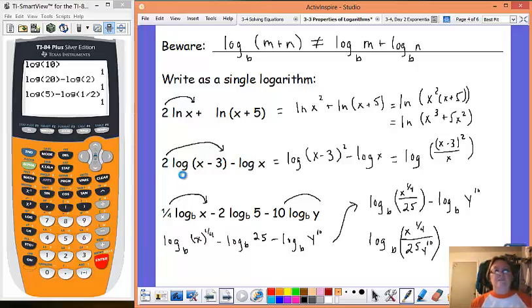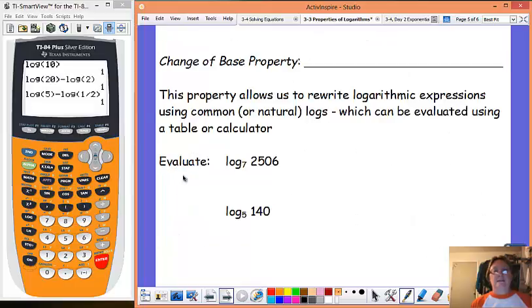I think we have one more little thing to talk about today in our properties of exponents, and this is a biggie, folks. The change of base property says that the log base b of m is equal to, and this is going to look funny, but you pick a base, log base c of m, the big thing, divided by the log base c of the base that you were in.